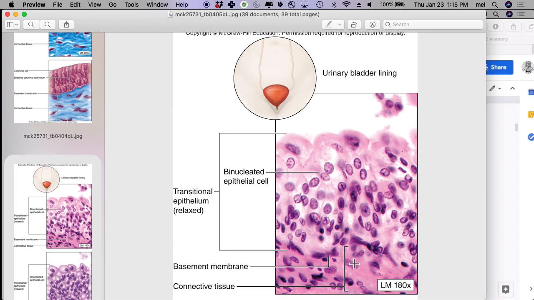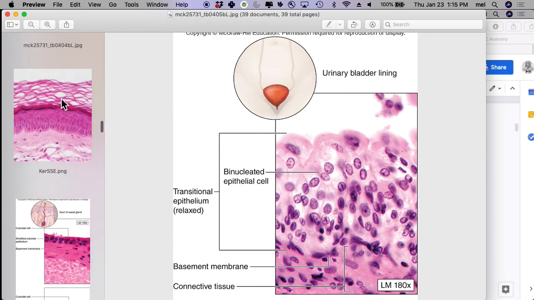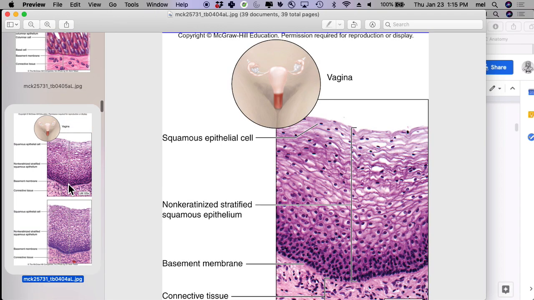Everybody okay with that? Okay, so now the first one that we're going to do is obviously going to be stratified and squamous. Squamous doesn't describe the shape of all of the cells. It describes the shape of the cells at the apical surface. Okay, so this is a stratified squamous epithelium.